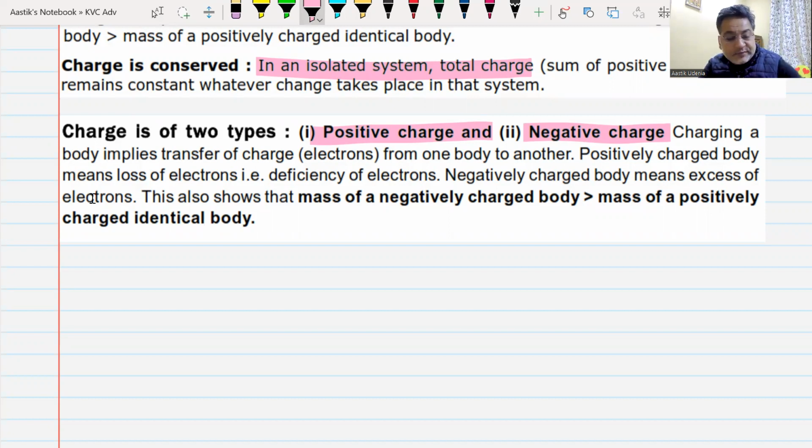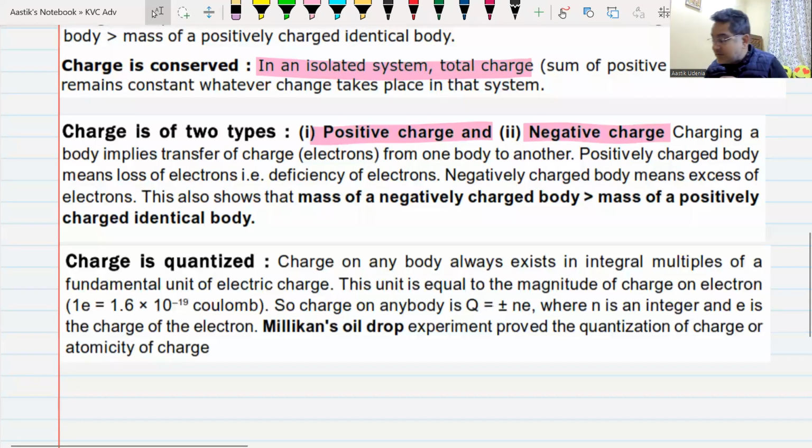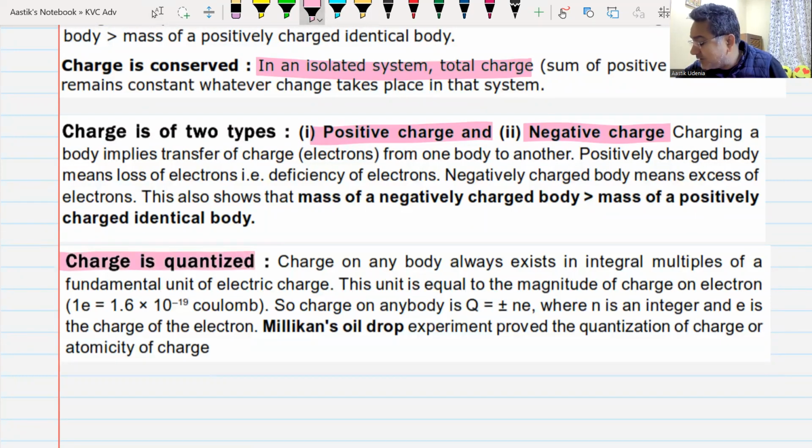Charge is of two types. Then the next point, and a very important point, charge is quantized. Now, what do you mean by charge is quantized? Charge only exists in packets. Charge always exists in packets.